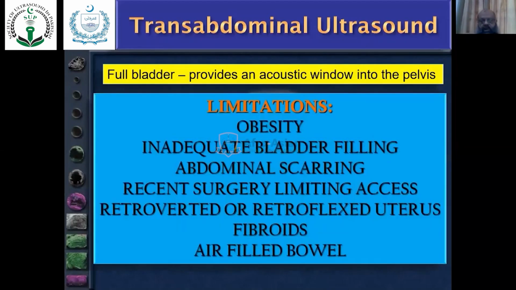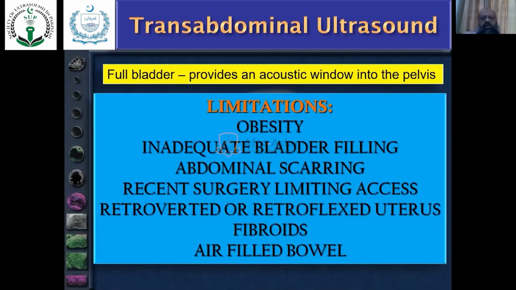In order to perform transvaginal ultrasound, it is recommended to have a transabdominal ultrasound prior to inserting the transducer. For transabdominal ultrasound, we need a full bladder, except when we are performing it in the second or third trimester of pregnancy. Full bladder provides us an acoustic window into the pelvis, but there are some limitations of transabdominal ultrasound.